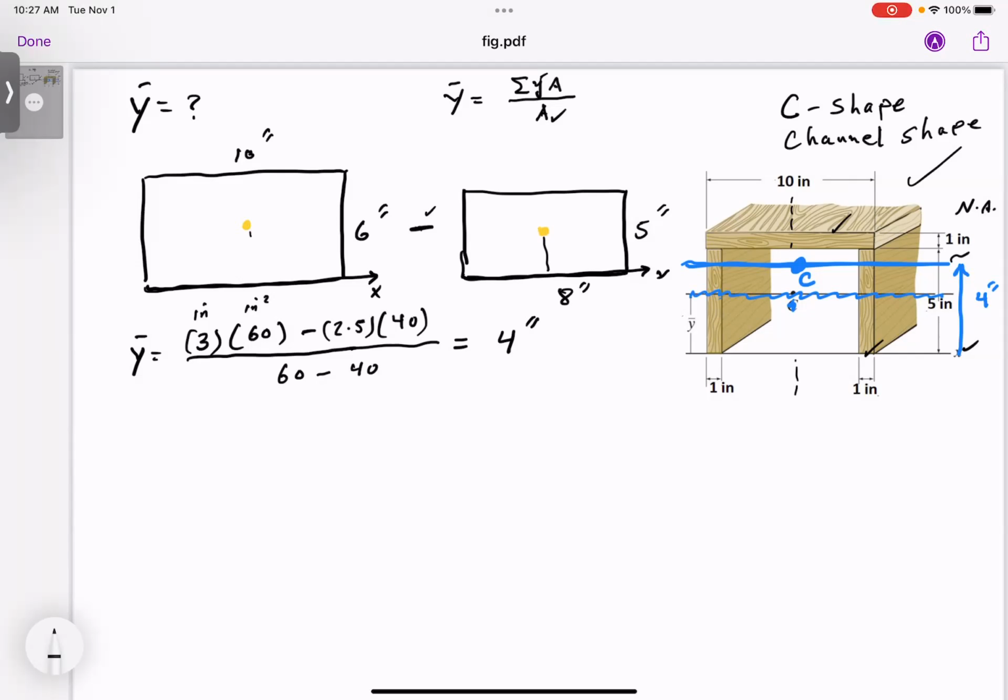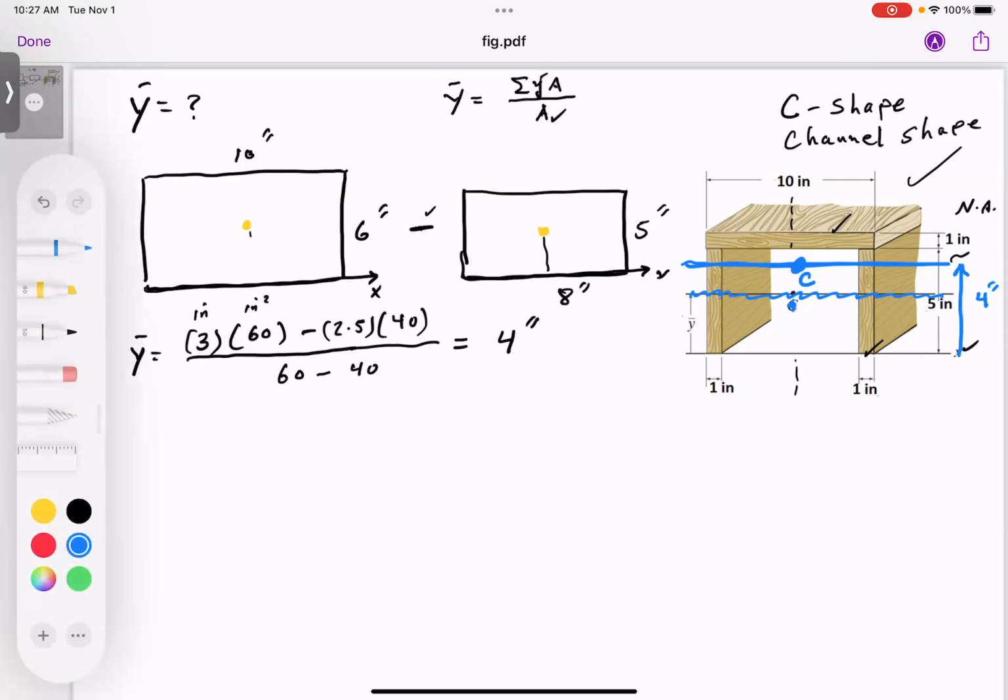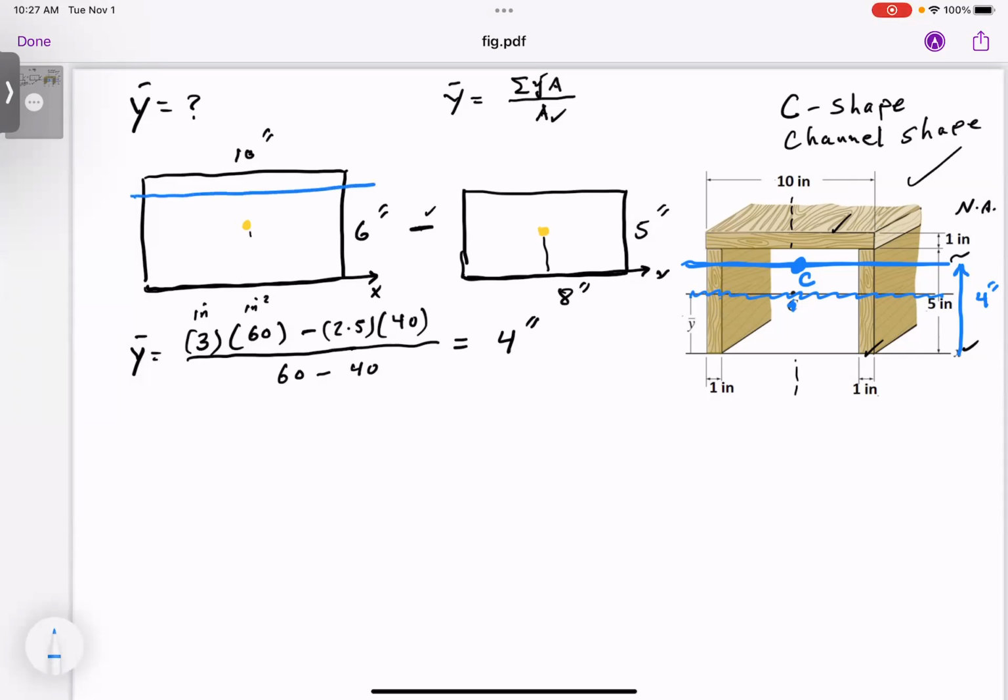Okay, so the next thing we're going to do is calculation of I with respect to the blue axis, the axis that passes through the centroid. So let me actually go ahead and draw the blue axis here, and of course, let me actually bring it down a little bit to be more consistent.